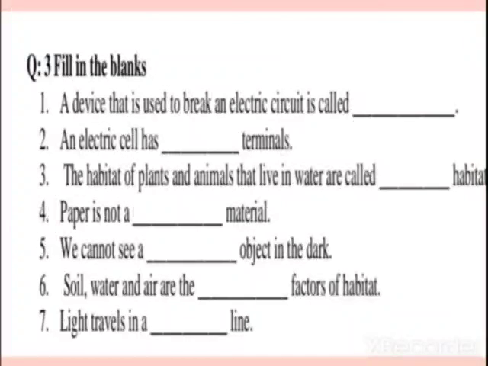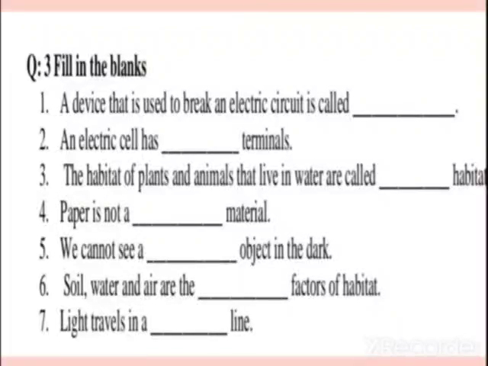Now question number 3, fill in the blanks. Number 1, a device that is used to break an electric circuit is called dash. See, when the electric circuit is complete, then only your bulb glows or your electric appliance works. And when the electric circuit is incomplete, it means that your bulb will not glow or your device will not work. So for on or off, which device do we use? So the device that is used to break an electric circuit is called a switch.